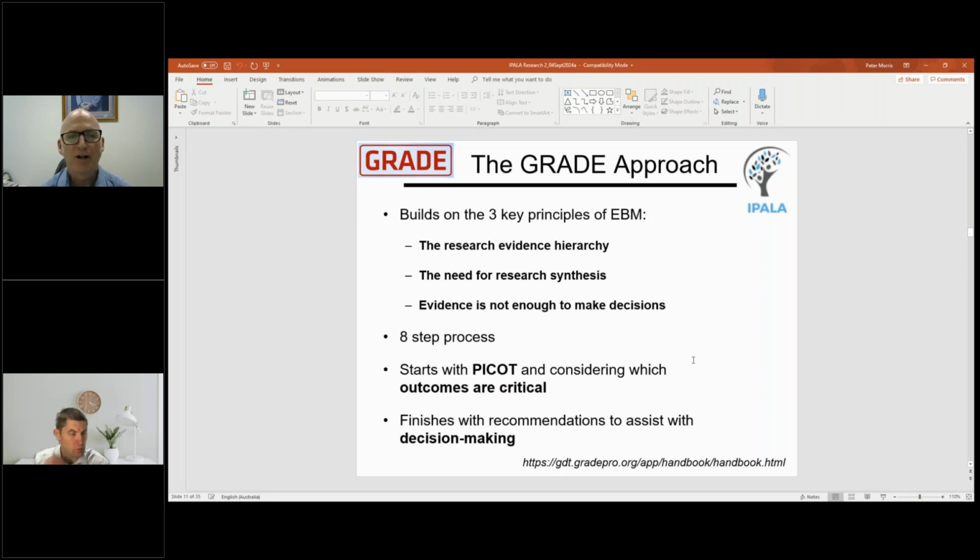So the GRADE process is systematic and standardized. It's got 8 steps. It starts with the PICO question and thinking about which clinical outcomes are critical to average populations of patients, and it finishes with recommendations about how to assist individuals with decision making.